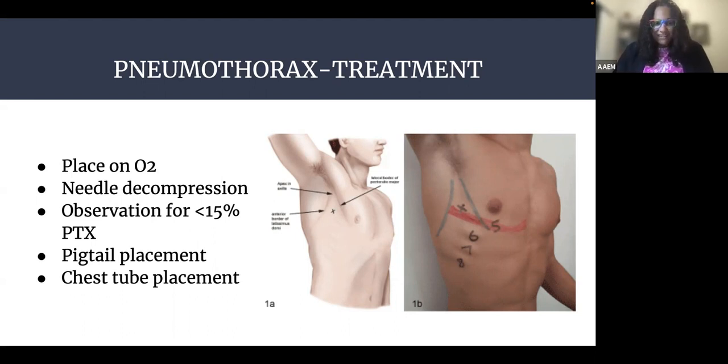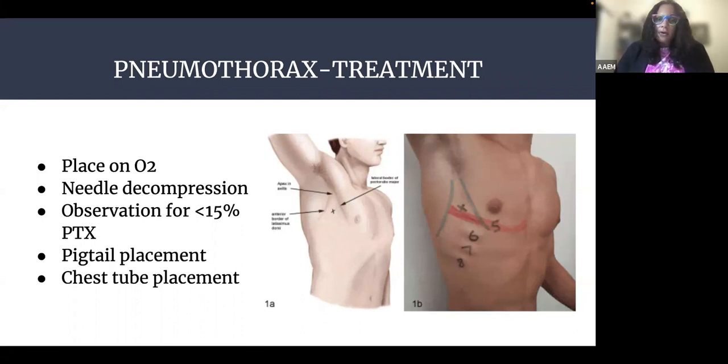With needle decompression, you're going to find the second intercostal space in the mid-clavicular line and use a 14 or 16 gauge angiocath and go straight down until you get that nice rush of air. Remember that this is a temporizing measure until you have definitive management, which will be a chest tube.